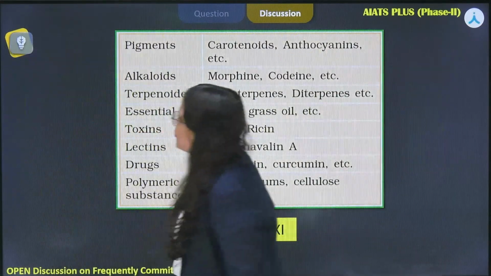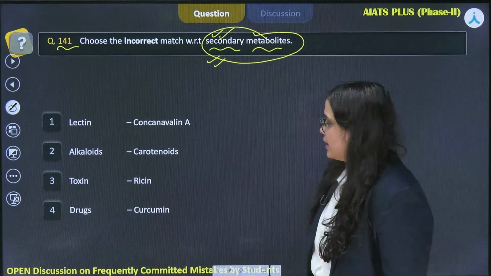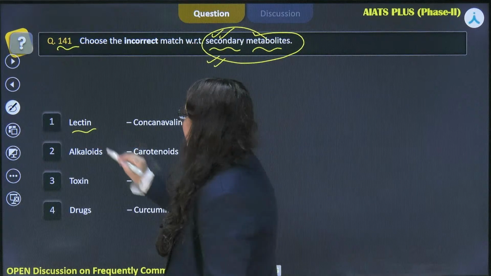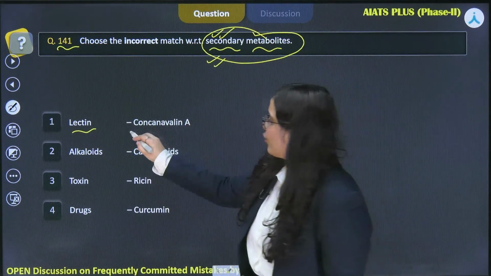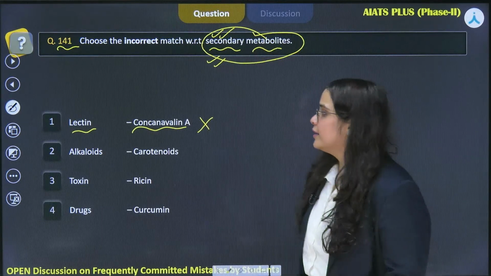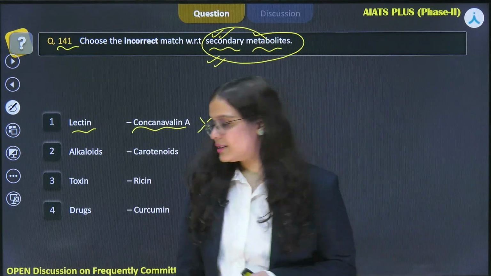We were supposed to choose the incorrect match. All right. So I can see lectin, concanavalin A is categorized as lectin, which is absolutely right. Therefore, option 1 cannot be our answer.